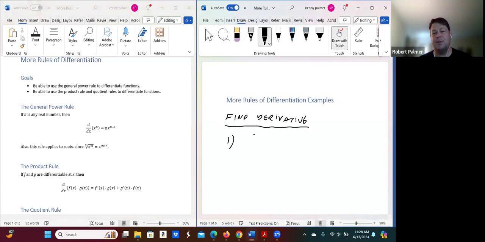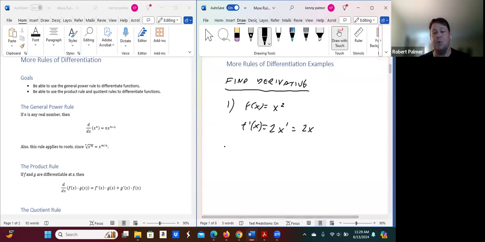Okay, so number one, let's start with the basic one. First off, let's review the regular power rule. Say we have f of x is equal to x squared. Remember how the power rule worked. The derivative is to bring the current power down and then subtract 1 from that power to get our new exponent. So 2 minus 1 is x to the 1, or simply 2x.